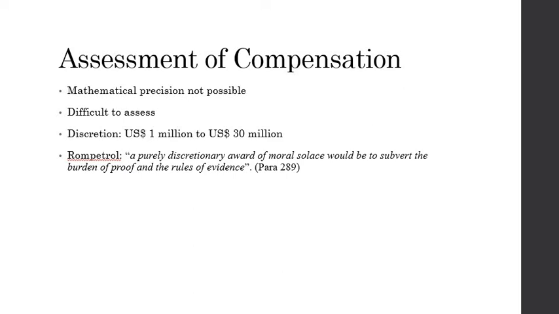In Desert Line, for example, the tribunal employed its discretion and awarded US dollars 1 million. Another tribunal had ordered payment of US dollars 13 million. This was in the Von Pezold case. But it was also cautioned by another tribunal, perhaps correctly, that a purely discretionary award of moral solace would be to subvert the burden of proof and the rules of evidence. This was in the Rompetrol award.